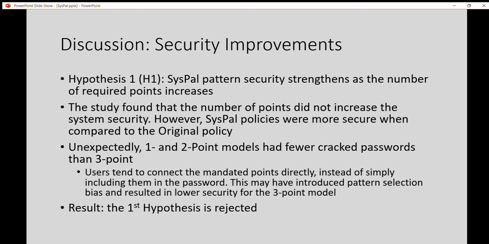Discussing security improvements, the original hypothesis was that SysPal pattern security strengthens as the required number of points increases. This study found that the number of points did not increase system security. However, SysPal policies were more secure when compared to the original policy. Unexpectedly, 1 and 2 point models had fewer cracked passwords than 3 point. Users tend to connect the mandated points directly instead of simply including them in the password, which may have introduced pattern selection bias in the 3-point model. The result of this is that the first hypothesis is rejected.